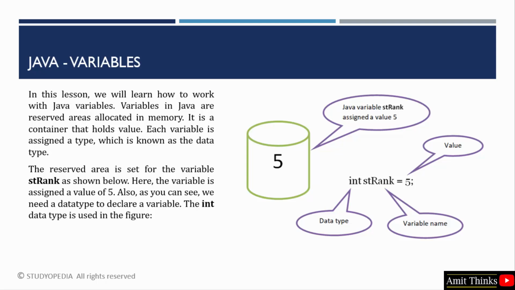Variables in Java are named containers that store data values. They have reserved areas allocated in memory. They can hold different types of information such as numbers, text or logical values.